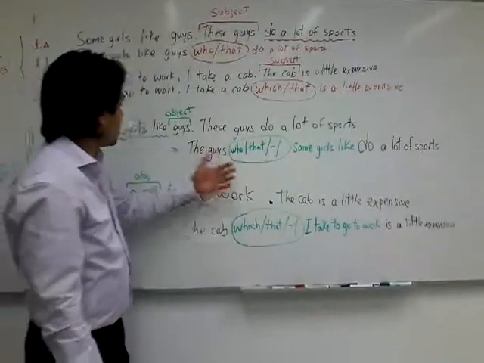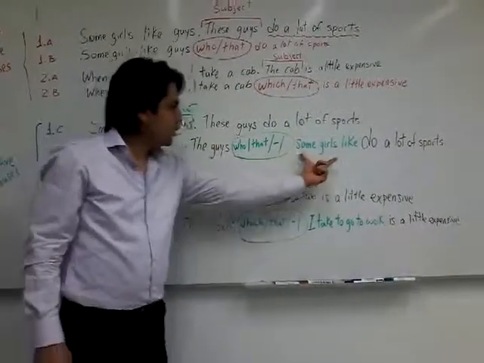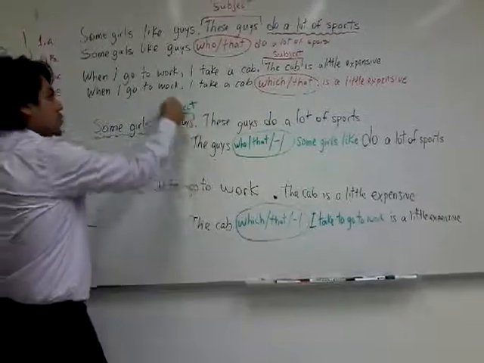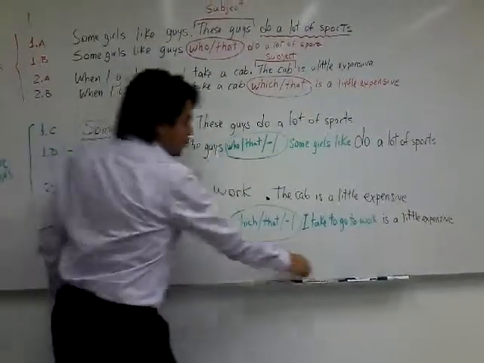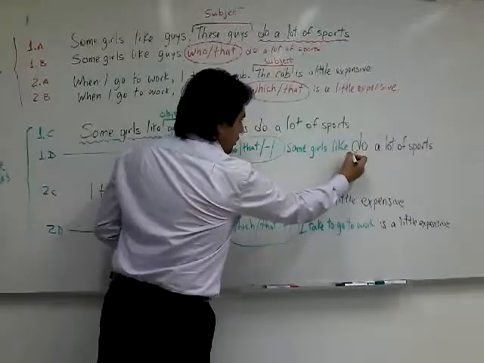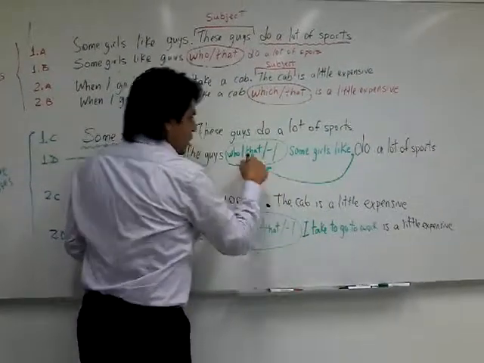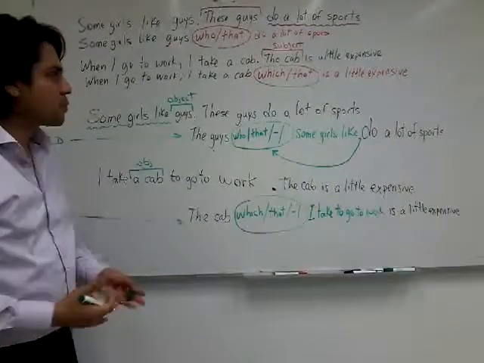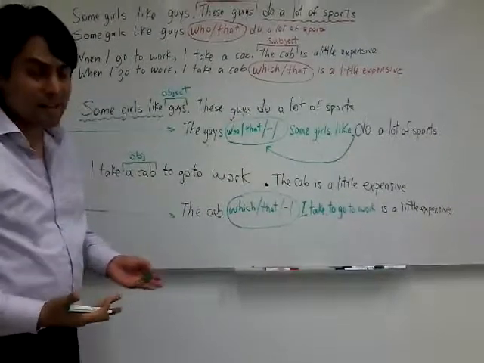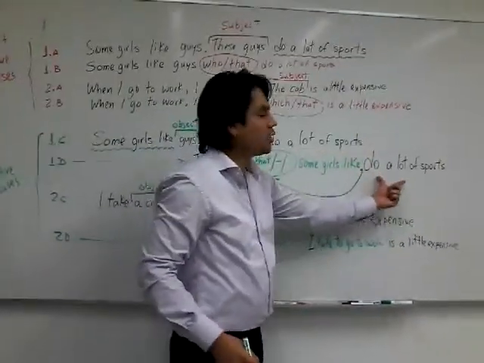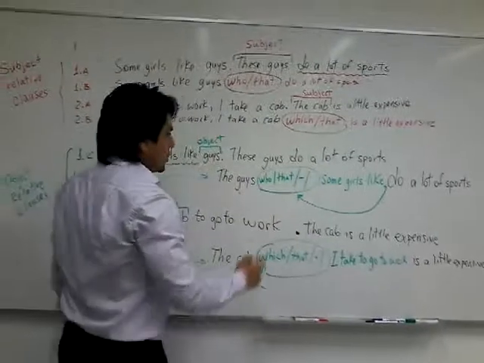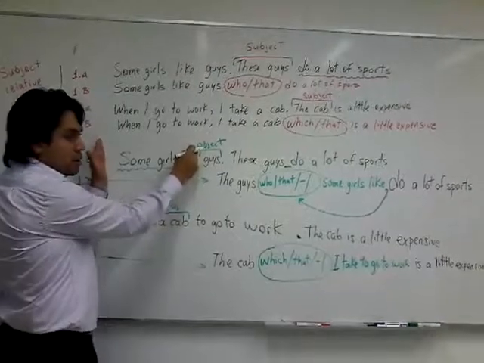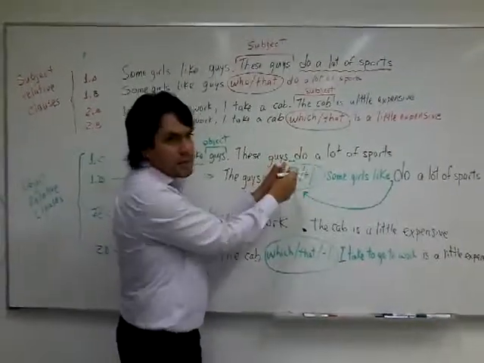And then I complete. Some words like, this part, some words like. And then I don't write guys again, because that word guys should be here, is already here. This is the object. The guys who some words like, or the guys that some words like, or the guys some words like, and then the complement. Do a lot of sports. So what I have done in this case is I have opened this space in the sentence. I have put this information inside the second sentence.